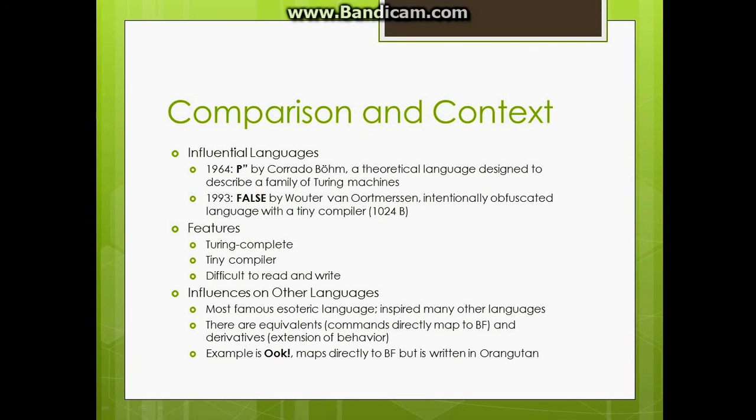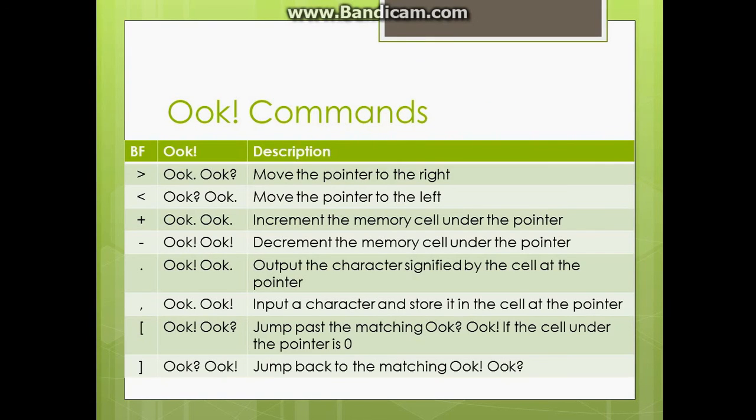The main features of BF are that it's Turing complete and it has a tiny compiler. That's pretty much it. The only other thing that it's known for is that it's difficult to read and to write, although it has had an enormous impact, inspiring many other esoteric languages. There are equivalents, whose commands directly map to BF, and derivatives, which are languages that extend BF's behavior. One example of an equivalent is the OOK programming language, which maps directly to BF, but is written in orangutan. Here are the OOK commands, which as you can see map directly to BF, but are basically just different permutations of OOK with some sort of punctuation at the end.